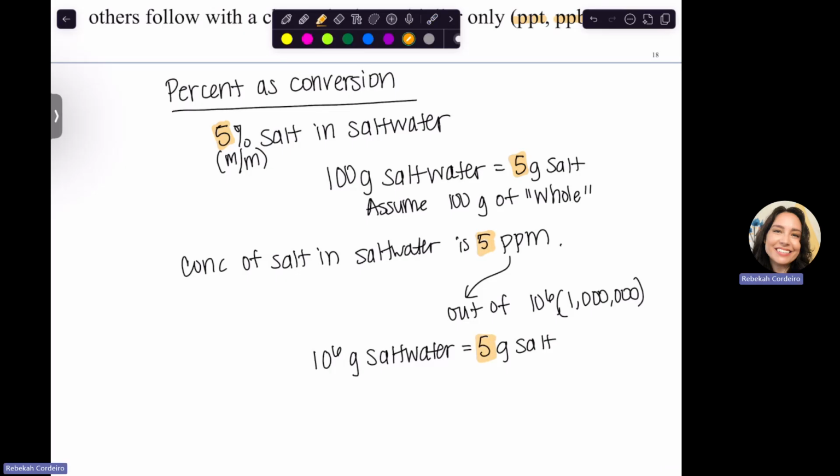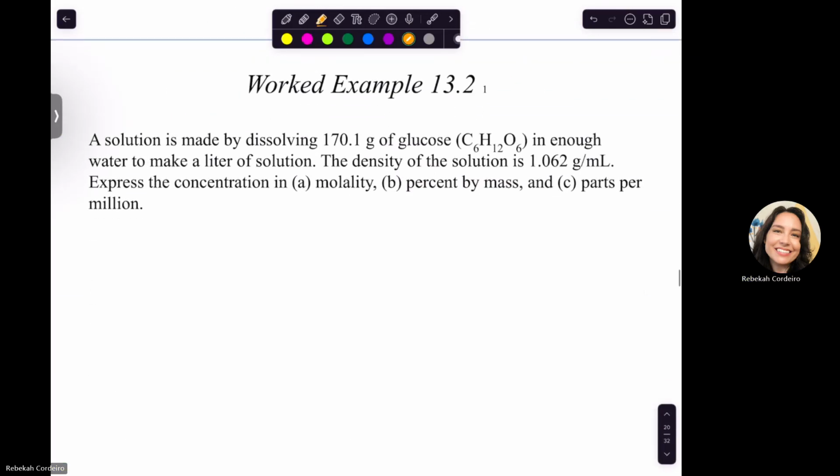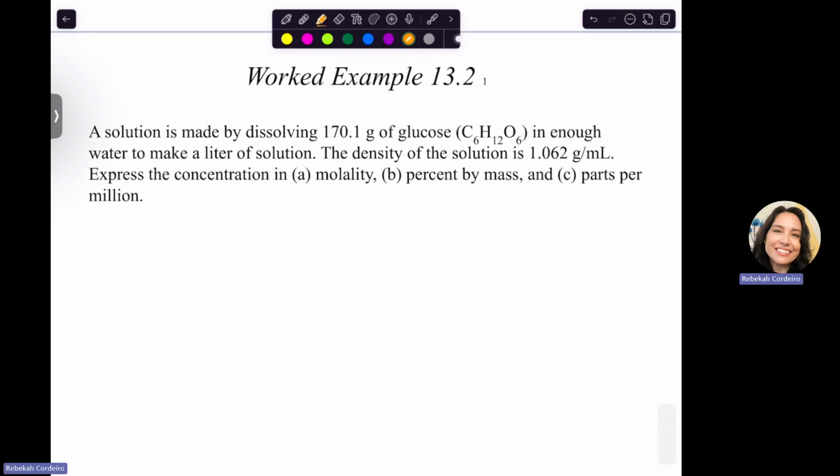All right, let's practice. I have a solution. It's 170.1 grams of glucose. And I'm making a liter of solution. I tell you the density of the solution is 1.062 gram per milliliter. Tell me what is the molality, what's the percent by mass, what's the part per billion. If you want to try, you could do also molarity. If you wanted to try them all.